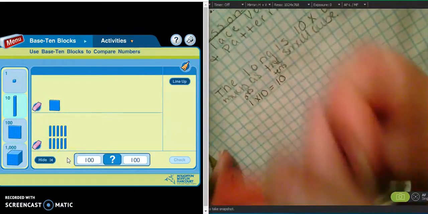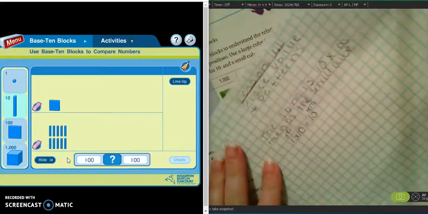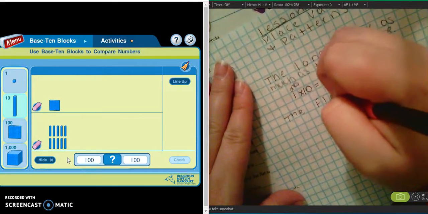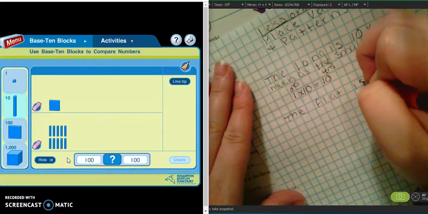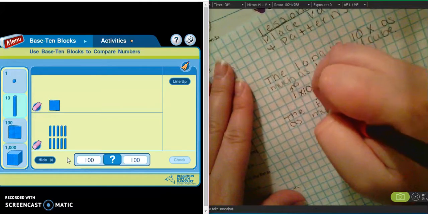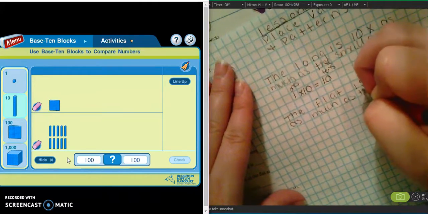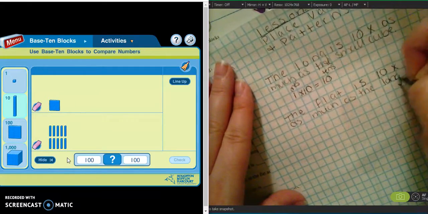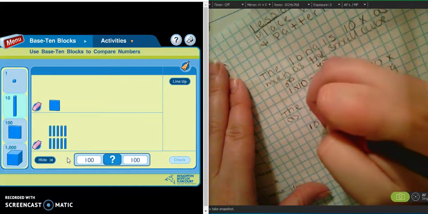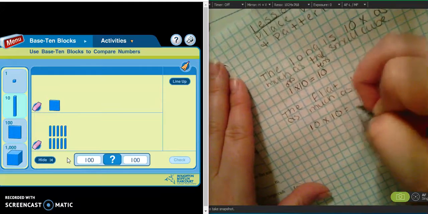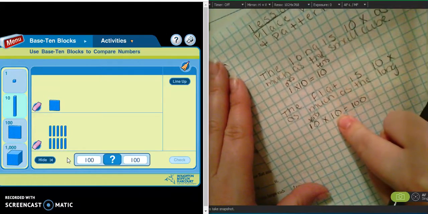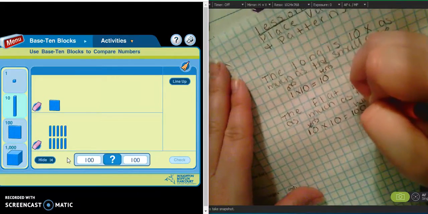So the flat is 10 times as much as the long. Or we could say 10 times 10 equals 100. So the 10's place times 10 equals the 100's place.